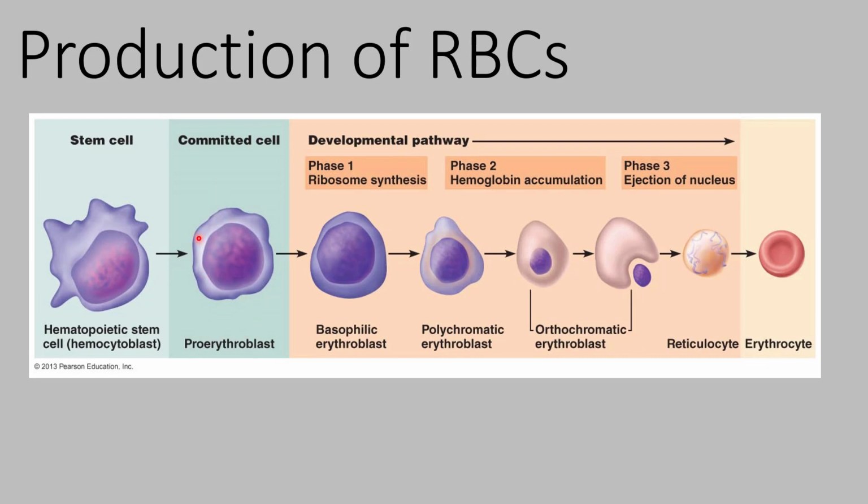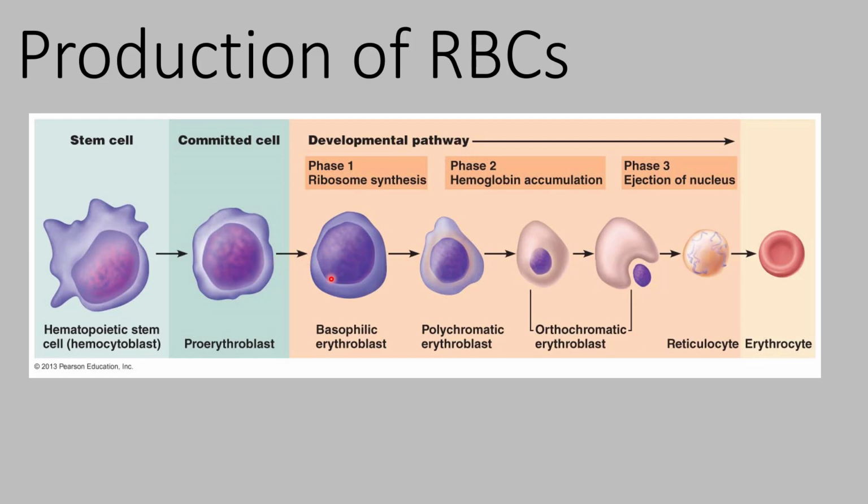pro-erythroblast. So the hemocytoblast goes through mitosis. 2 new cells. One of those cells is still a hemocytoblast. It replaces itself. The other cell is going to continue on to make an erythrocyte. So that cell that's going to continue on is called a pro-erythroblast. It goes through some changes.